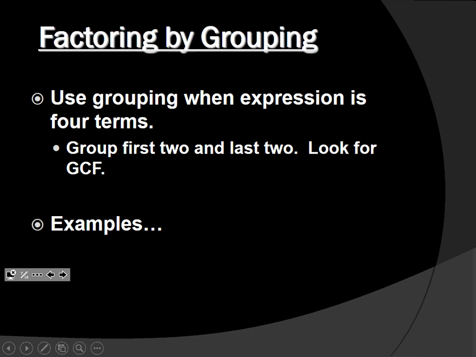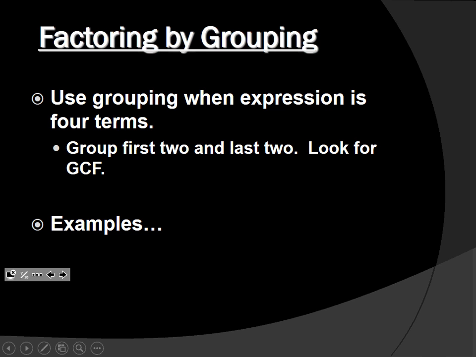Grouping simply means that I have 4 terms, and really I can use it if I even have more than 4 terms. If I were to have like 6 terms or 8 terms or some even number of terms, I could try grouping. But what we're going to do is break this expression up into smaller groups. So if we have 4 terms, then we might group the first 2 together and the last 2 together. And see, in doing that, if we can do some GCF work that's going to allow us to factor.